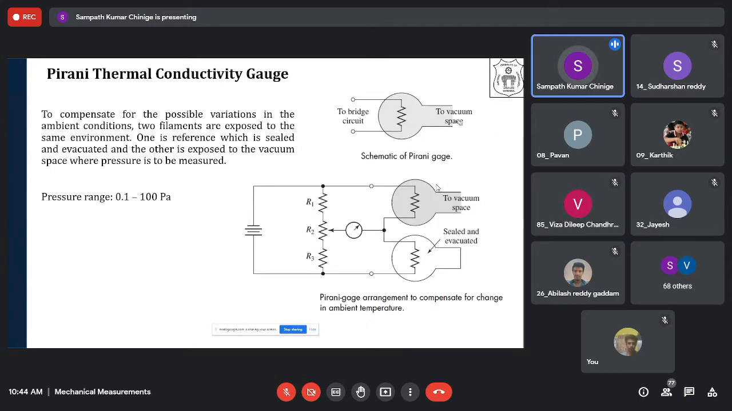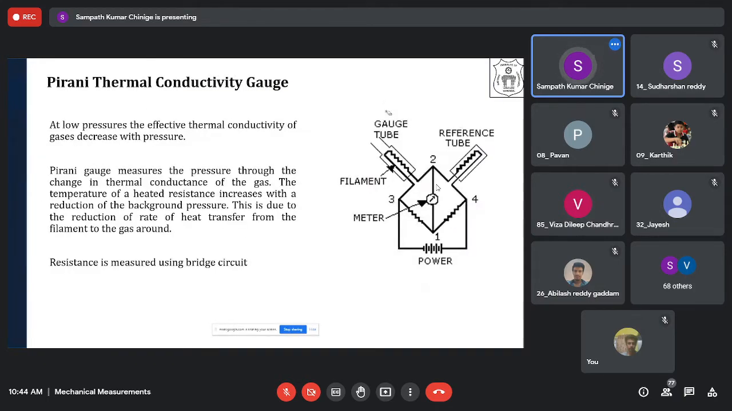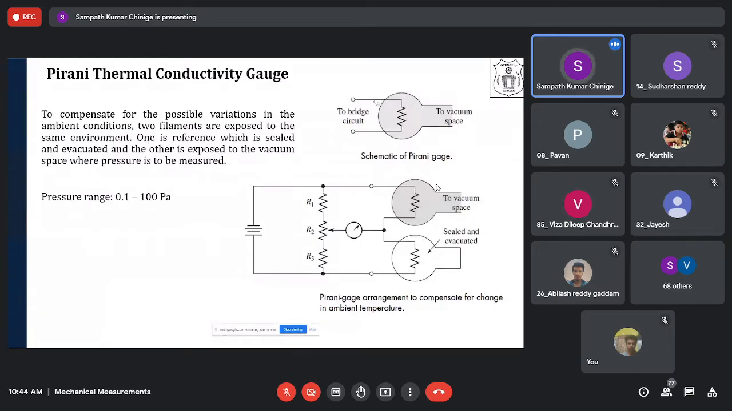Okay, so this is the effect of the Pirani thermal conductivity. As I told you, this is a simple schematic. This is a bridge circuit. This is a vacuum space. So this is the first Pirani gauge simple circuit, where we have a filament, we are giving power, and it is getting heated up. The more the pressure, the more the thermal conductivity, the lesser the temperature of the filament. The lower the pressure, the lower the thermal conductivity, the higher the temperature. So based on that, we will create a relation between the temperature of the element as well as the pressure.